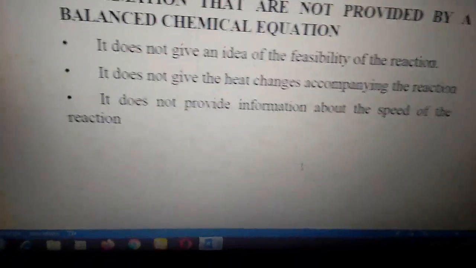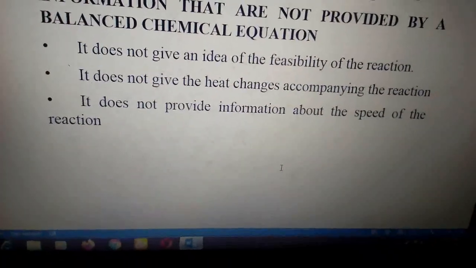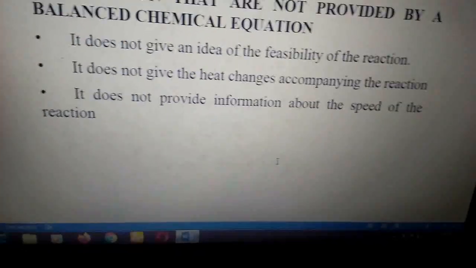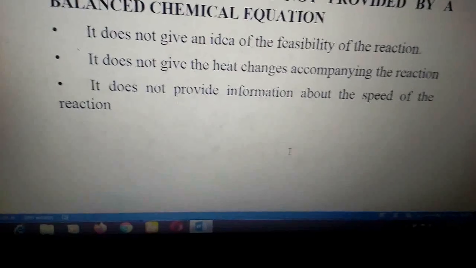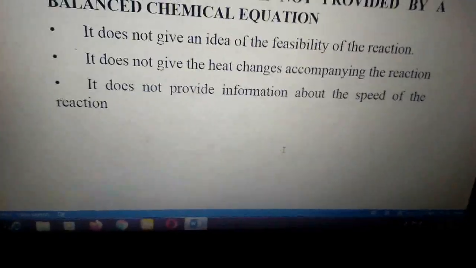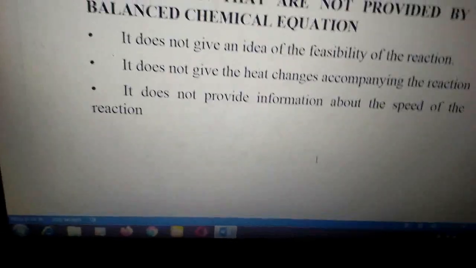So that is it for today's tutorial. Always stay connected. In our next video, we shall be looking at the mole concept and stoichiometry of reactions. We're going to look at chemical equations and how to perform calculations on chemical equations.